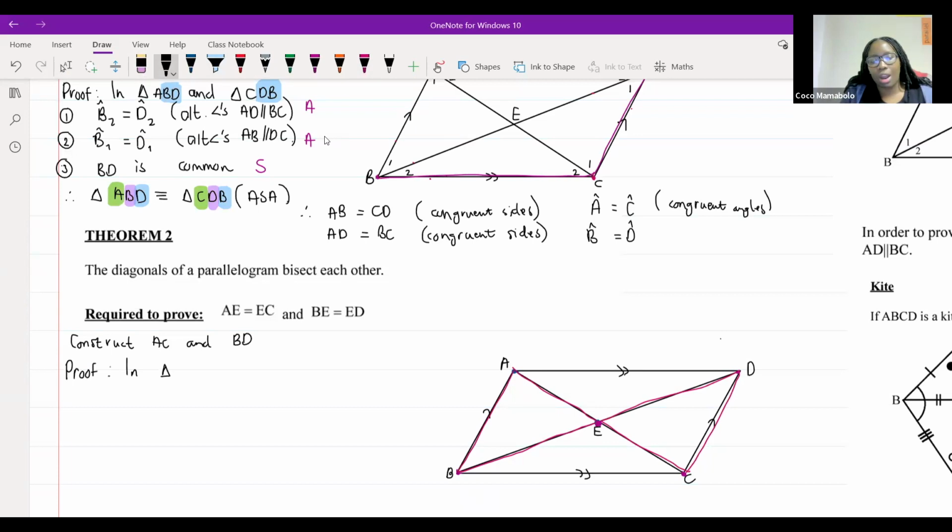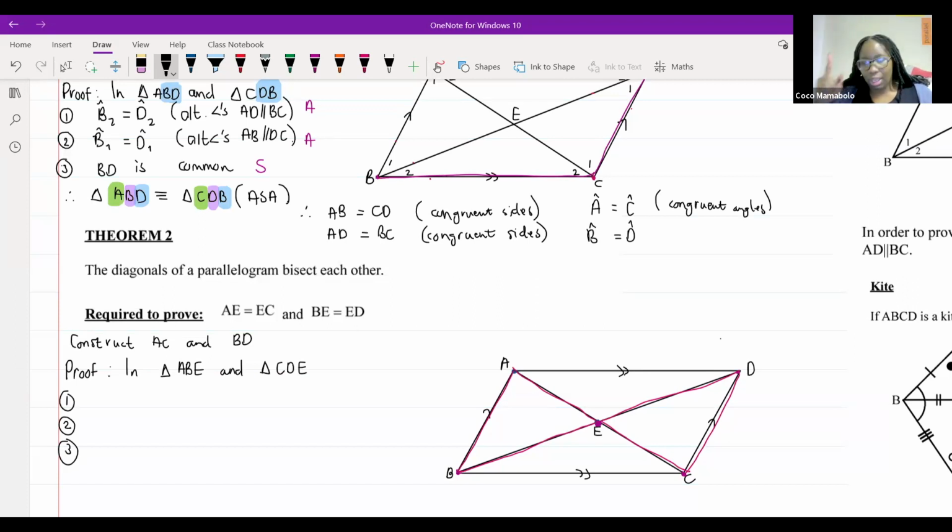In triangle ABE and triangle CDE, how many things do I need to prove congruence? I need 3. 1, 2, 3. Okay, good. So where can we start in these?